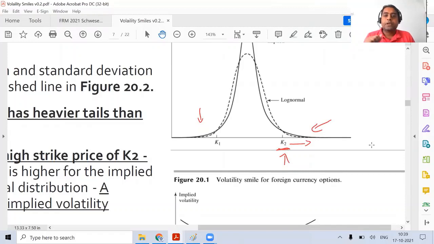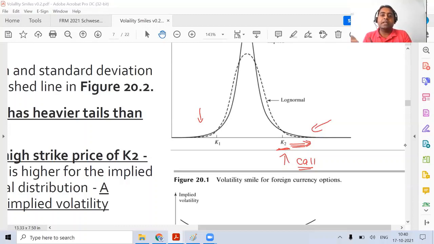Okay, let us start. So what I was talking about, if you look at K2 and the deep out of the money call option, look at the tail. What does this tail represent? That the implied volatility is higher as compared to your log normal distribution. That means whatever the BSM model assumed, in reality, the probability is higher. That means there is greater chance of being in the money. If your tail is fatter, that means your probability is very high. Do you all agree with that logic?